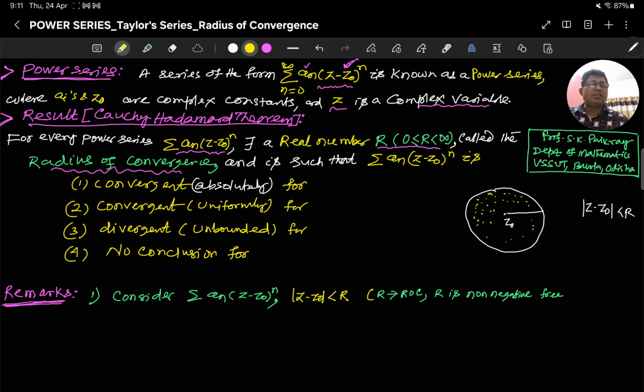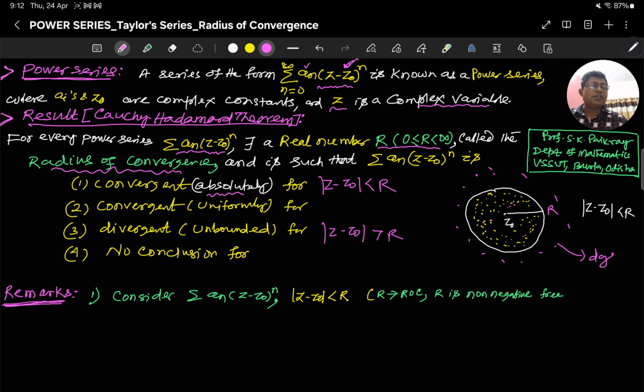Once we write a power series, a sum of an infinite number of terms with powers of z minus z0, it should have a region of convergence. So we say this power series is convergent absolutely. Suppose this is my r. It is convergent absolutely for |z minus z0| less than r, meaning in the interior it is convergent throughout. It is divergent for |z minus z0| greater than r, so beyond the circle it is divergent, and inside it is convergent.